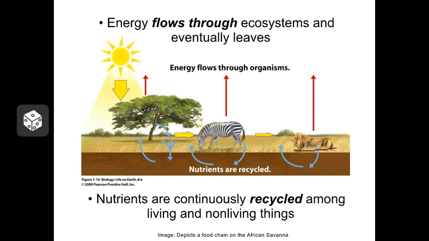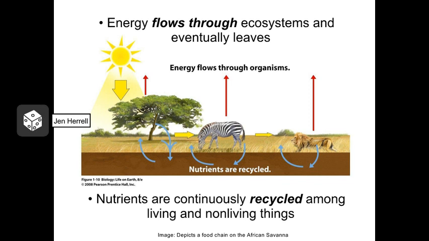When these organisms die, the nutrients aren't lost. When this lion dies, for instance, things like fungus and bacteria are going to break that body down and take the nutrients back out, and they use them to build their bodies. So the nutrients are constantly being recycled within this ecosystem. They typically don't leave unless an organism leaves the ecosystem.